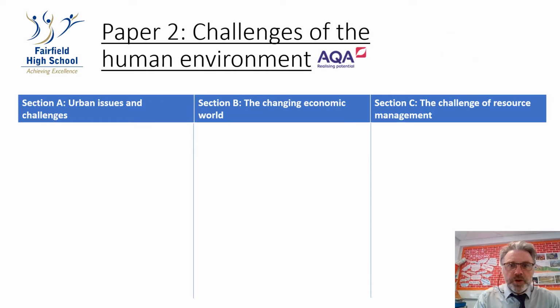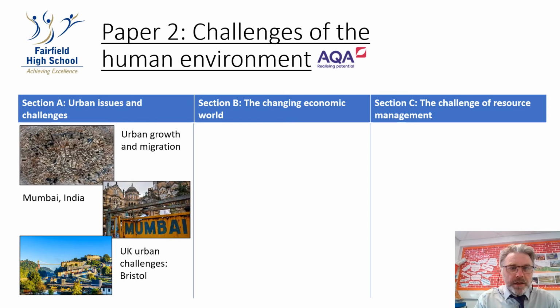So on to paper 2, challenges of the human environment. Again, split into 3 sections. Section A, urban issues and challenges. So looking at a global scale of the process of urbanisation through both increased birth rates and migration to cities. And then 2 case studies which contrast how this affects cities in both the less and more economically developed world.